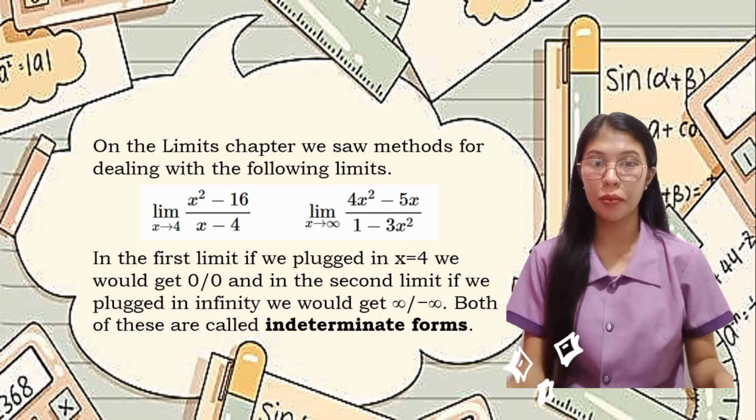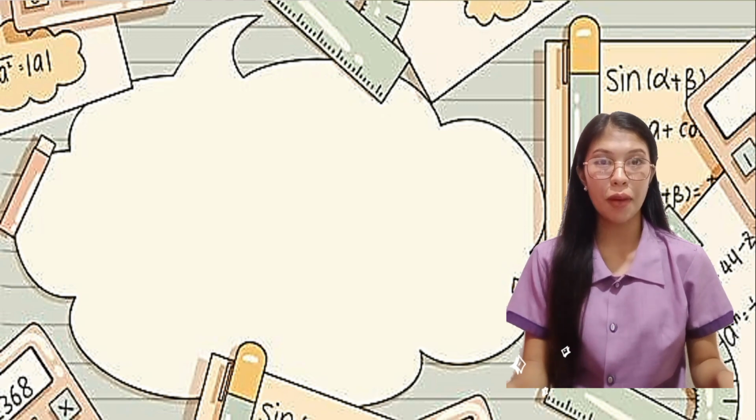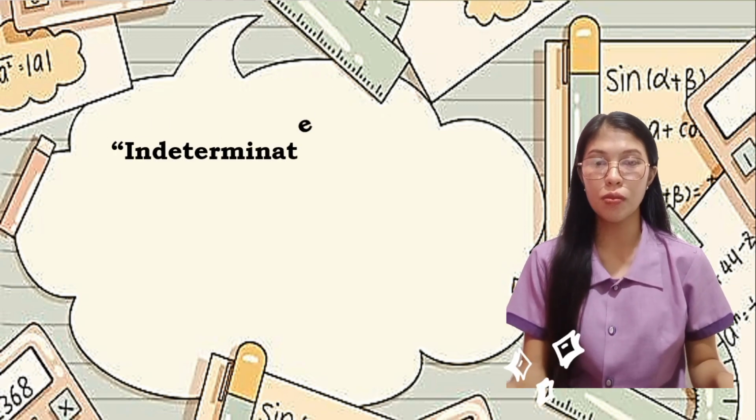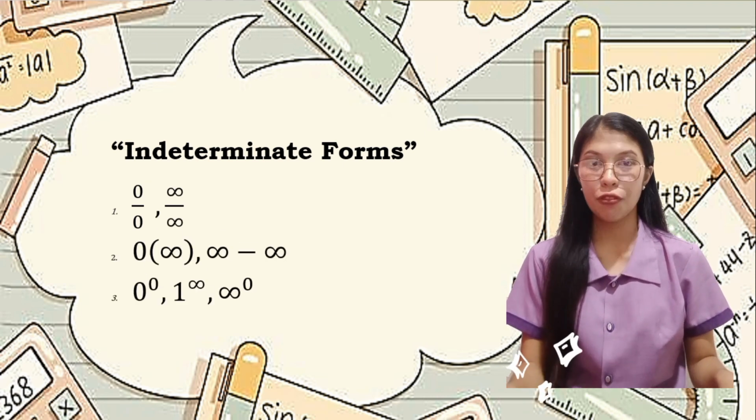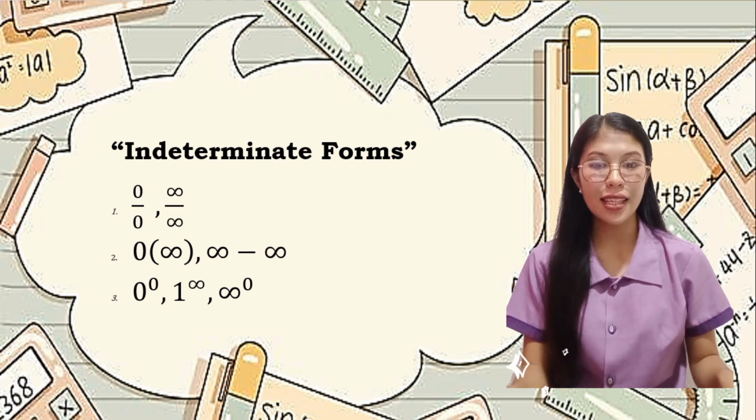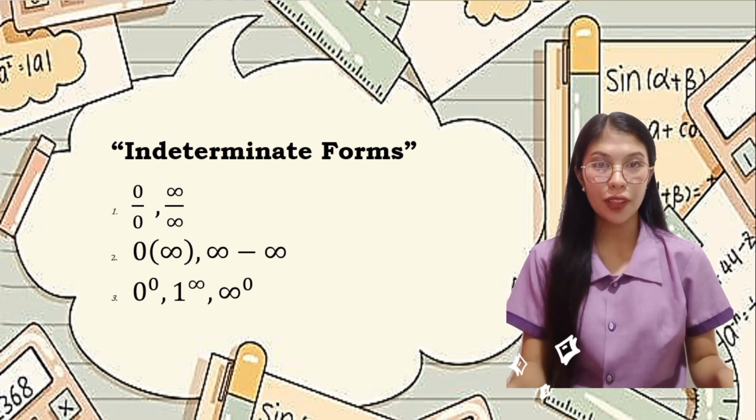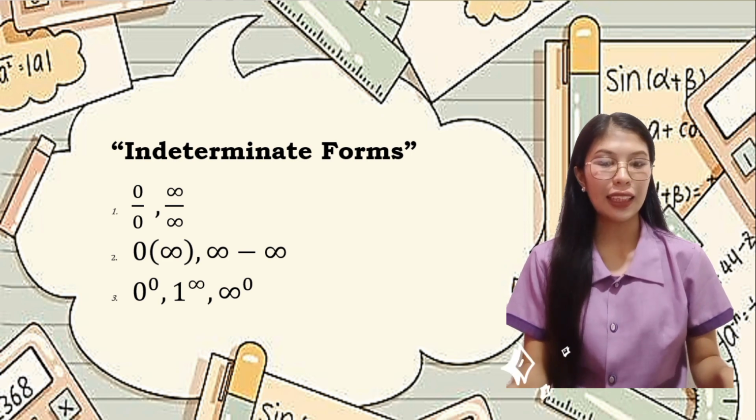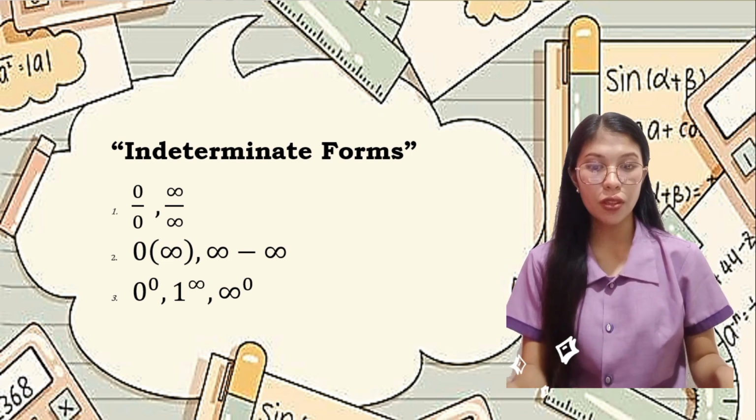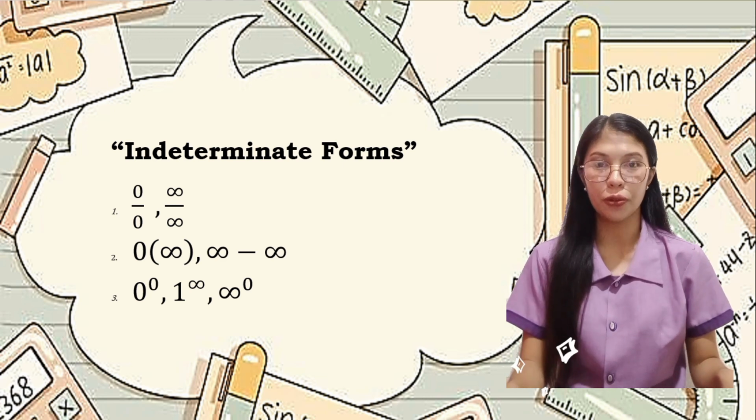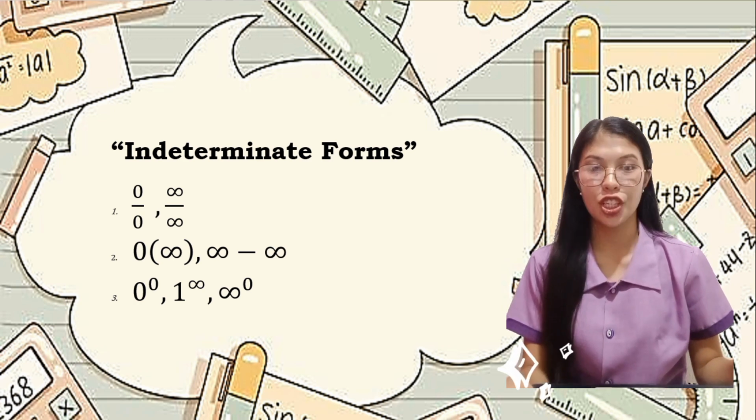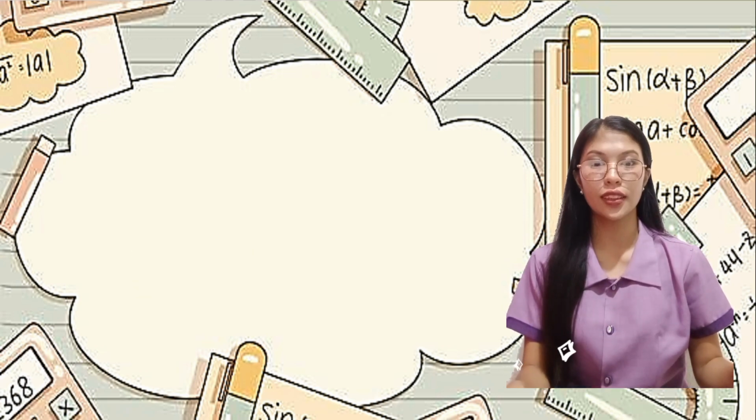Now, what are the indeterminate forms? For us to easily memorize them, we can classify them into three. First, we have infinity over infinity and 0 over 0. Second, we have 0 times positive or negative infinity, and infinity minus infinity. And last, we have 0 to the power of 0, 1 to the power of infinity, and infinity to the power of 0. But for this session, we will focus on the first category.